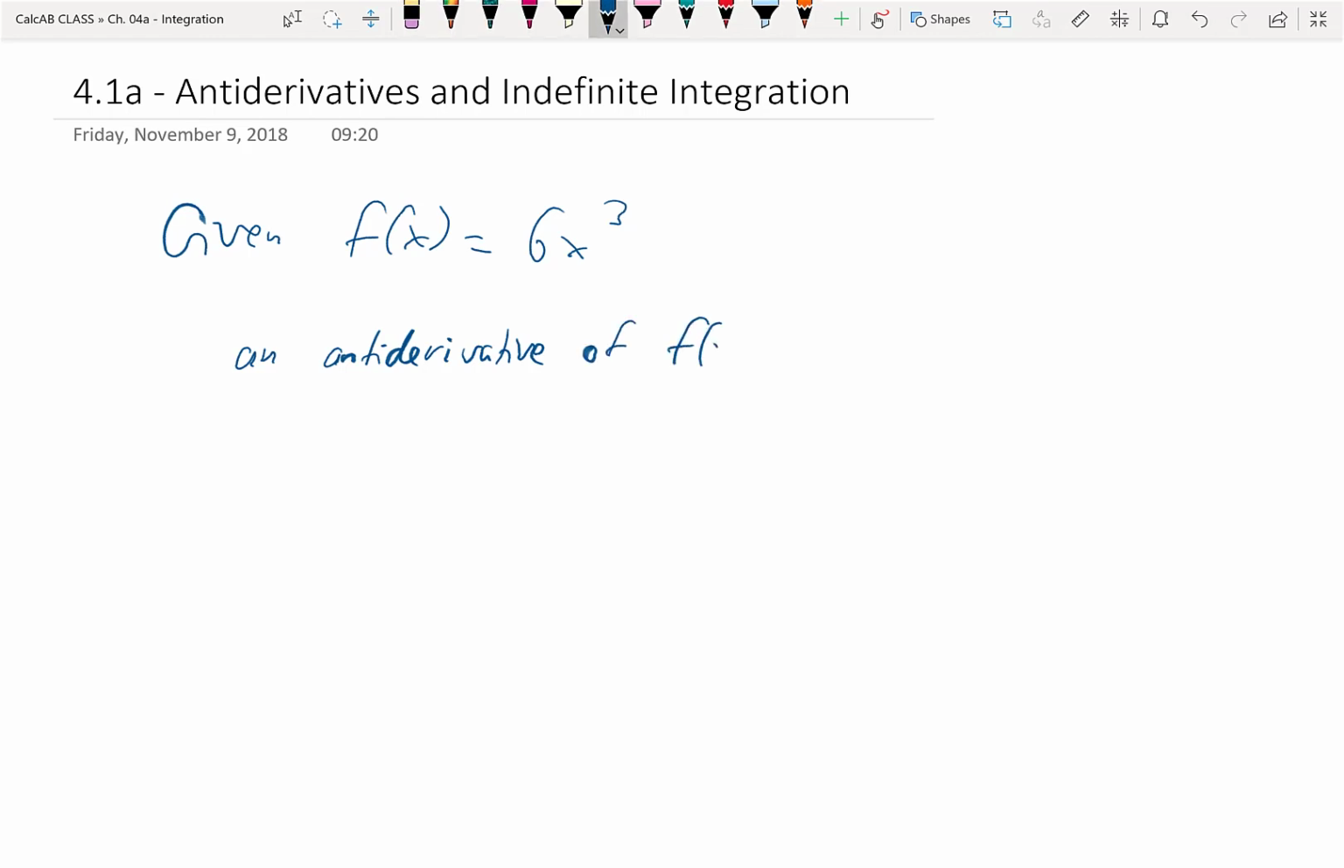of little f of x is, so we use the notation f prime and f double prime to go one direction. To go the other direction, we sometimes, not a lot, use a capital letter. An antiderivative of little f of x is big F of x, such that the derivative of big F of x is little f of x. So that's one little point I'm going to make.